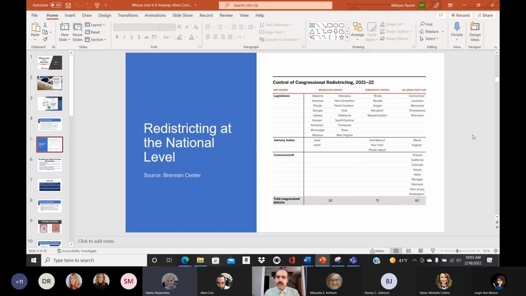The slide you're looking at is control of congressional redistricting 2021 to 2022. We can see that when it comes to Republican control, out of those 435 House districts, right? So once again, there are 435 members in the U.S. House of Representatives. Who gets to control the redrawing of those boundaries and those district lines? Well, out of the 435, 187 are controlled by Republicans, as is Texas. As you can see, Texas is located within that category. Democratic control for those congressional districts.